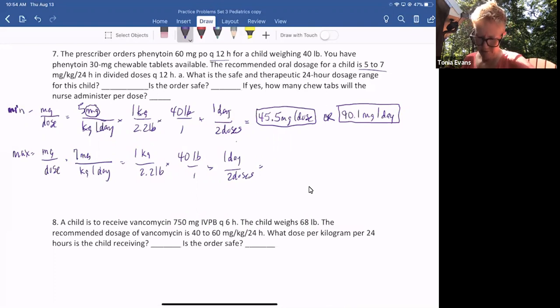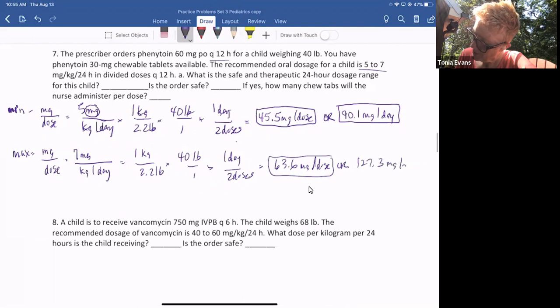7 times 40 divided by 2.2 divided by 2 equals 63.6 milligrams per dose, or 127.3 milligrams per day.